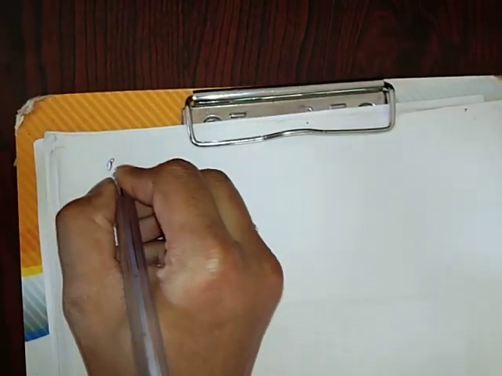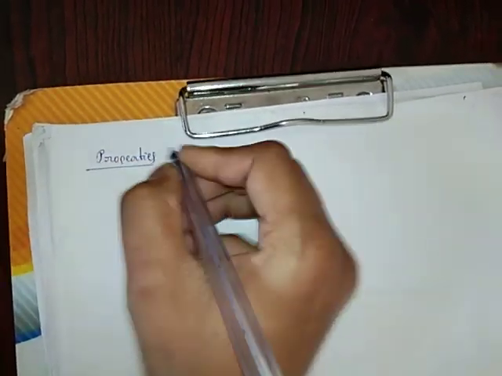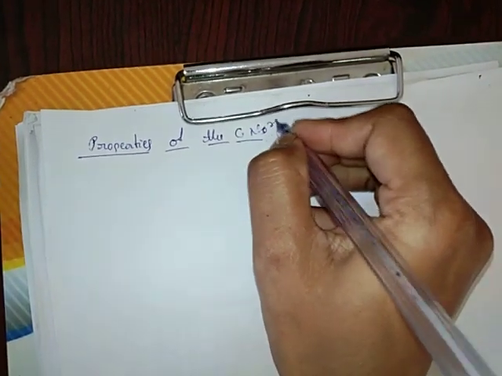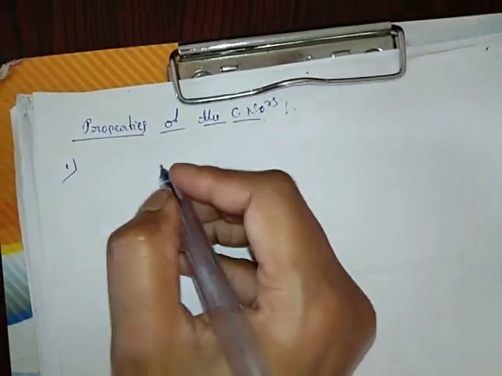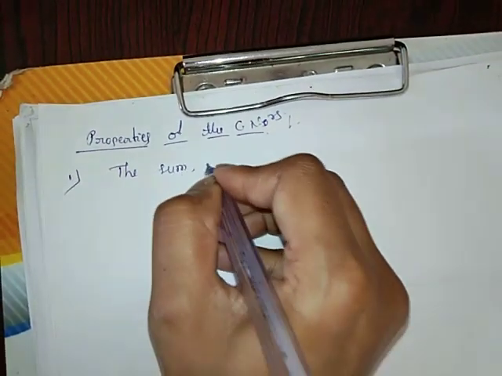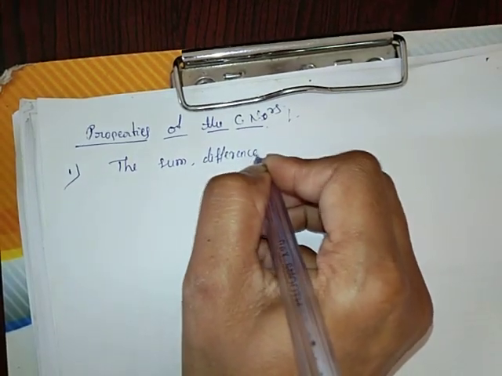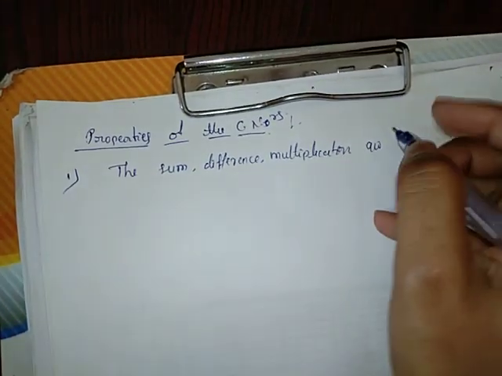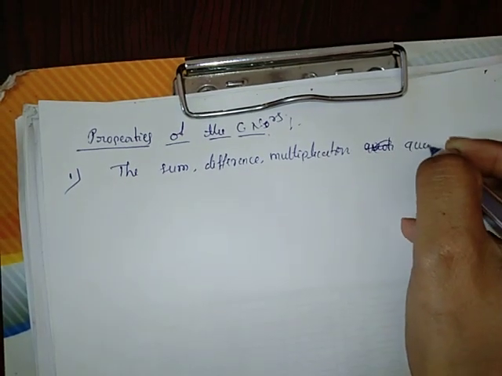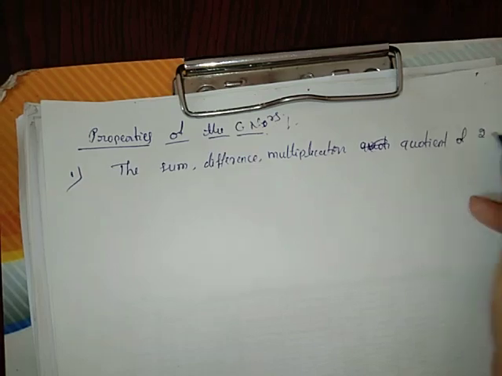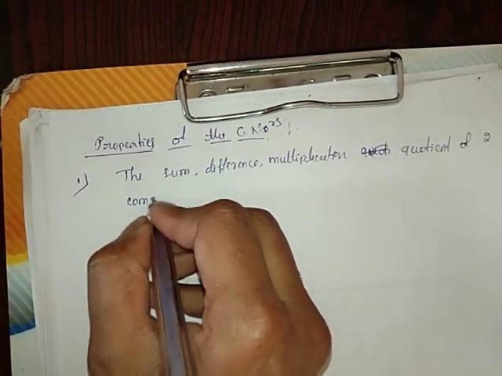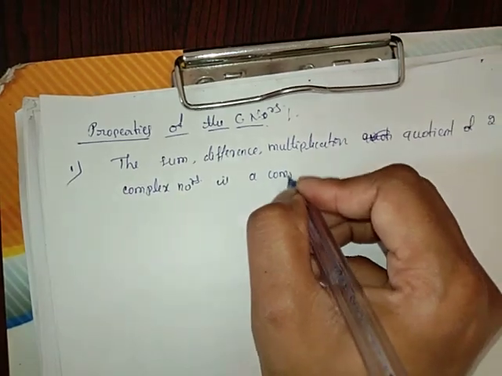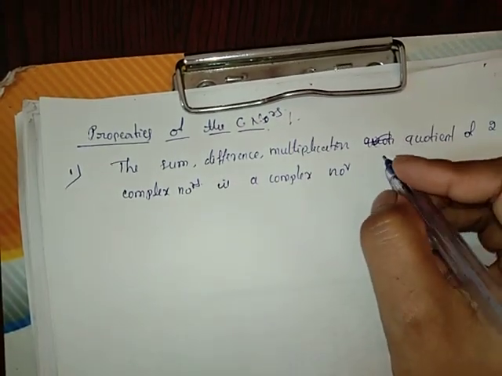So next we have properties of the complex number. The first property says that the sum, difference, multiplication, quotient of two complex numbers is a complex number again.